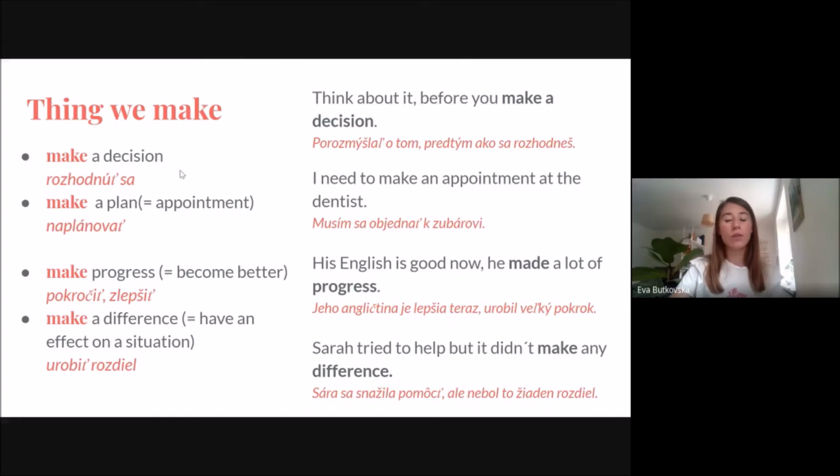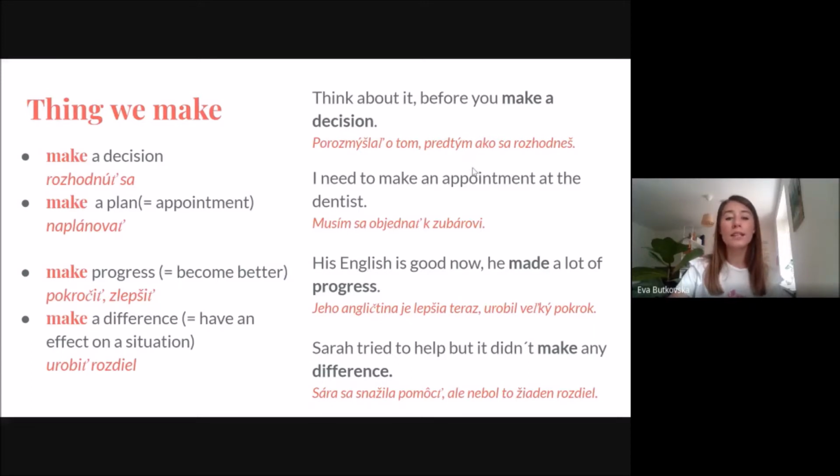Next verb that we use with verb make is decision. Decision, rozhodnutie. Make a decision. Think about it before you make a decision. Or make a plan, make an appointment. I need to make an appointment at the dentist.